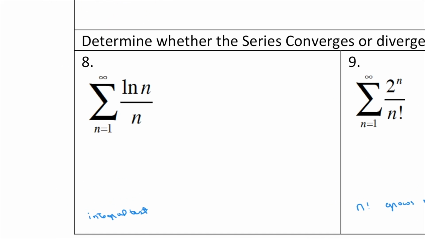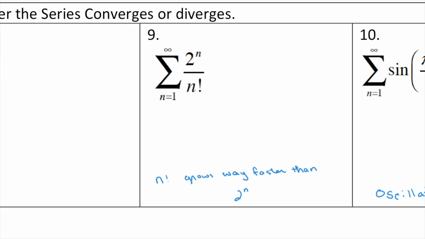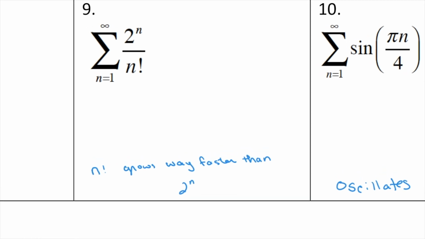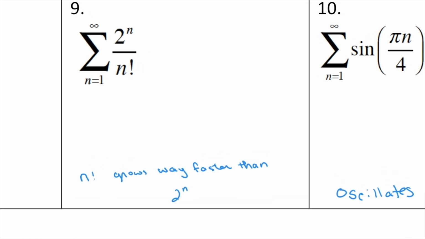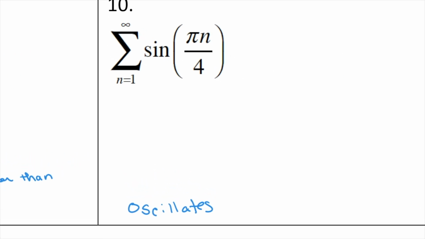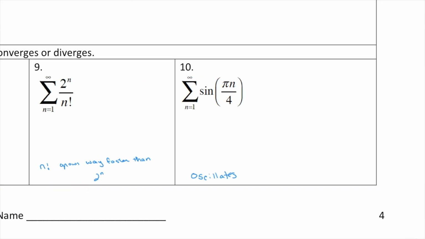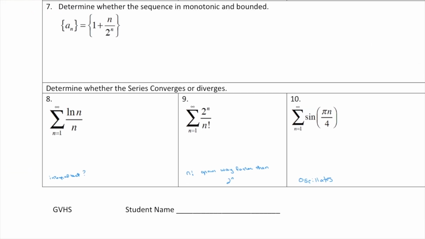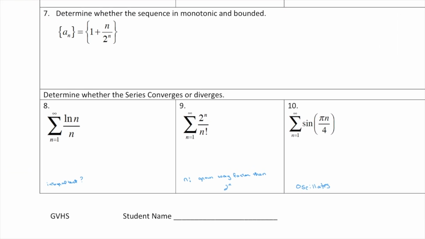Number 8, did you use your integral test? Make certain that you state all 3 components before you use that test. For question 9, please remember that n factorial grows way faster than 2 to the n. And lastly, number 10, the sine function will oscillate as n goes to infinity. How does that help you determine whether or not your series converges or diverges?